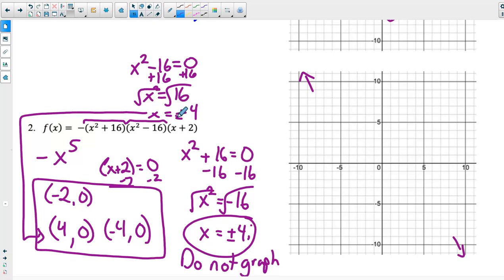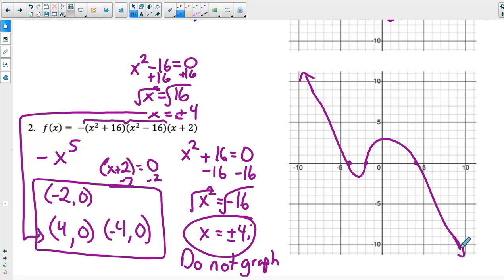All right, so I'm going to go ahead and graph those 3 points. Are any of those points bounces or double roots? No, they're not. So we just cut through every single piece. There's no square on any of these. So I cut through, turn and cut through, turn and cut through.